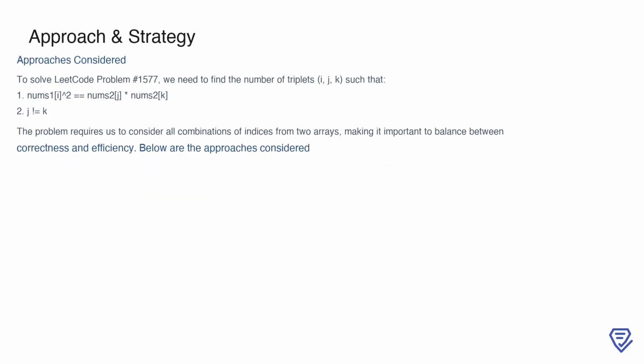To solve this problem, we are tasked with finding the number of triplets where the square of a number from the first array equals the product of two numbers from the second array, with the condition that the indices of the second array are distinct. This requires careful consideration of all possible combinations of indices between the two arrays. The challenge here is to achieve a solution that is both correct and efficient, given the constraints. We need to evaluate different approaches to balance computational complexity while ensuring accuracy.